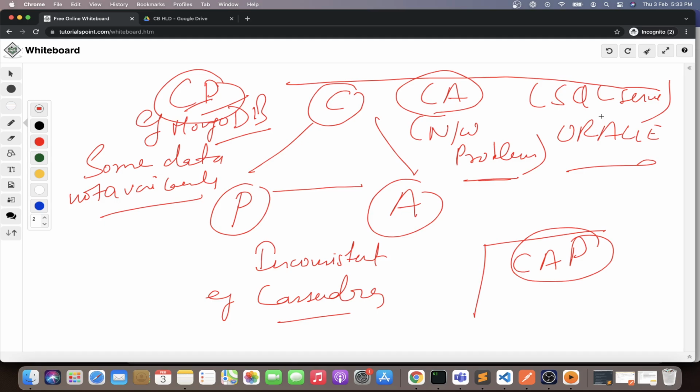So CAP theorem, we have covered everything: how it helps us to explain the non-functional requirements, and how two priorities are prioritized over the third. We need to compromise with the third property.